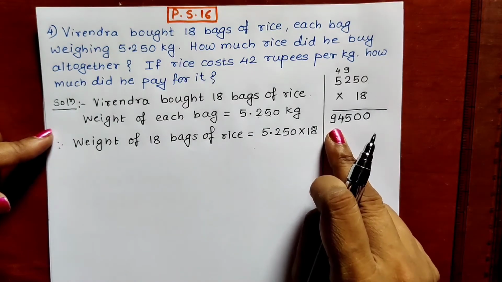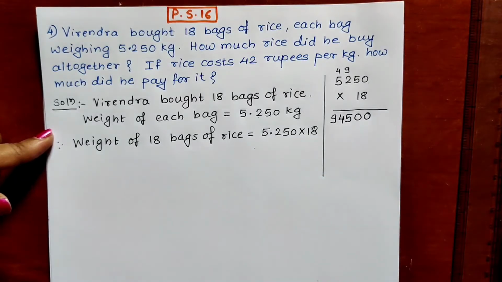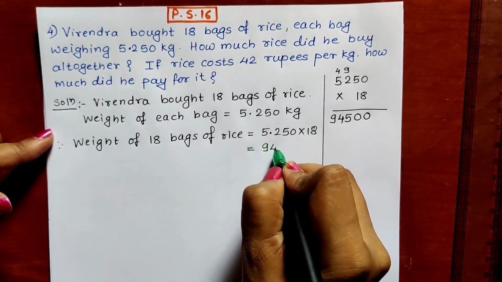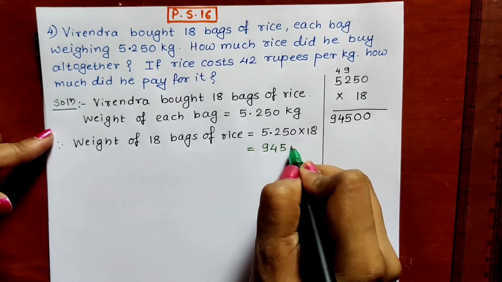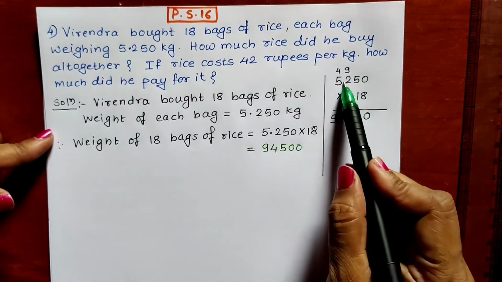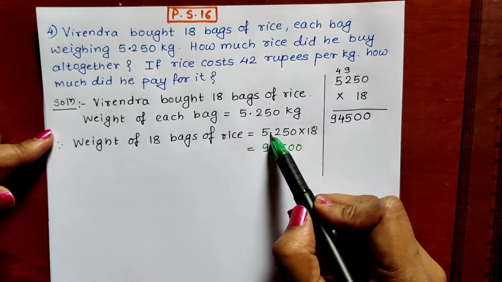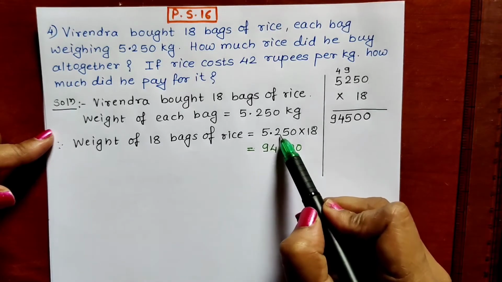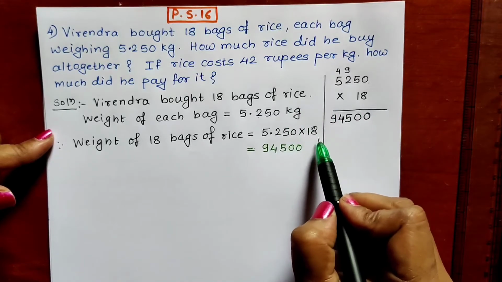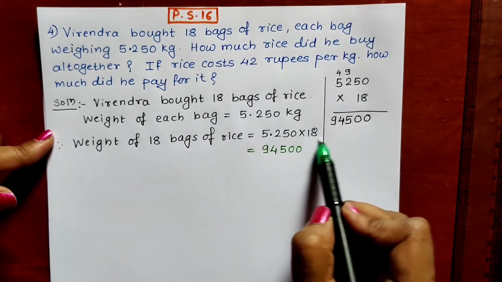So we have got the answer as 94,500. This answer I will be writing here, is equal to 94,500. Now see children, while doing the multiplication in rough I have not put a decimal point here. But in the number here we are having a decimal point, and after the decimal point there are 3 digits on the right hand side. In 18 there is no decimal point, so we will not consider it.